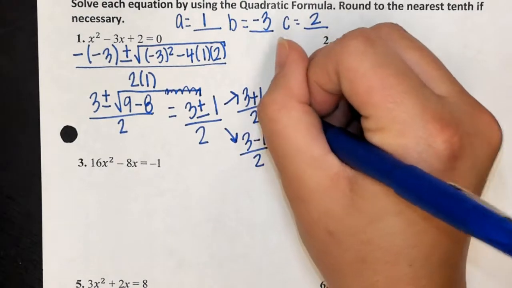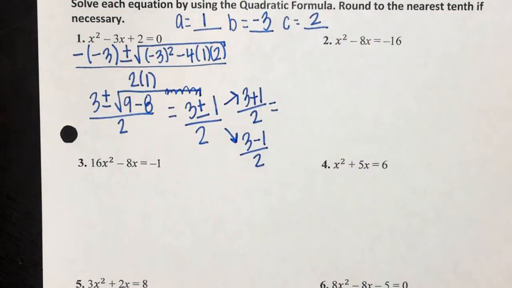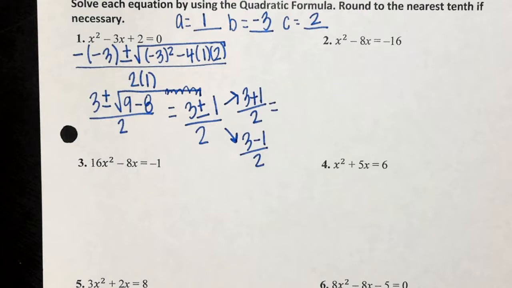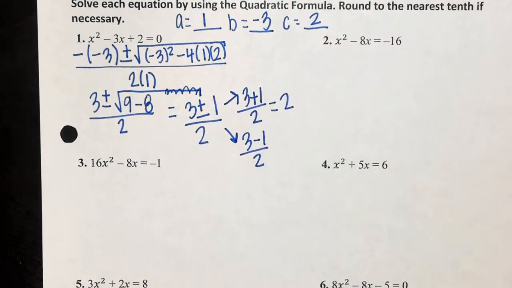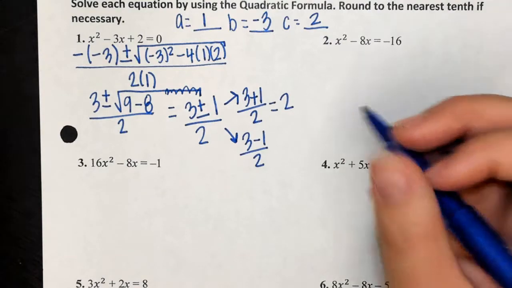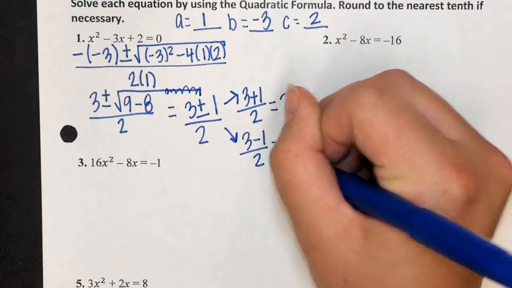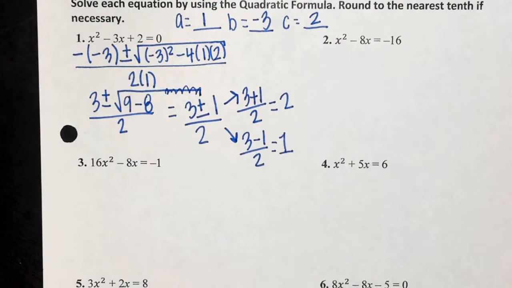So when you solve these, 3 plus 1 is 4, divided by 2 is 2, and then 3 minus 1 is 2, divided by 2 is 1. So your solutions to this problem are 2 and 1.